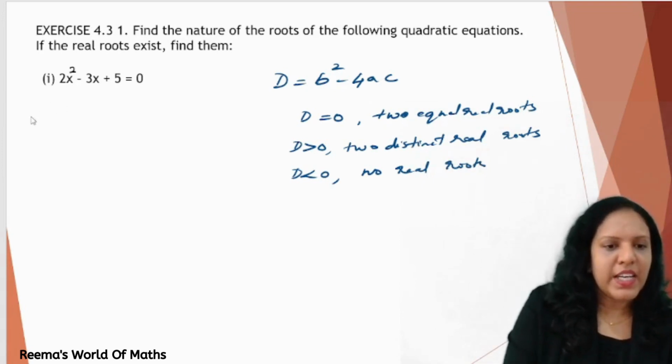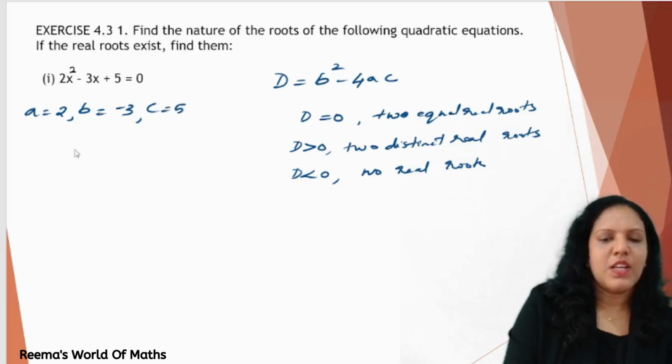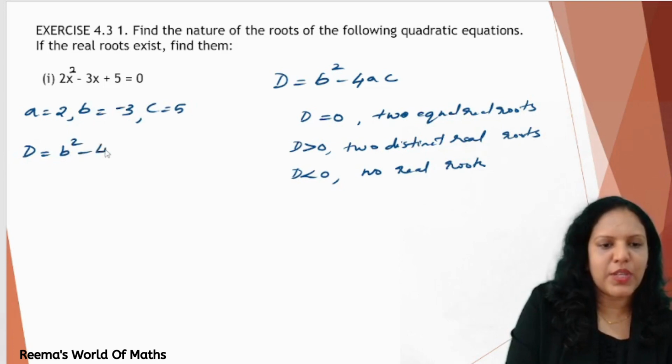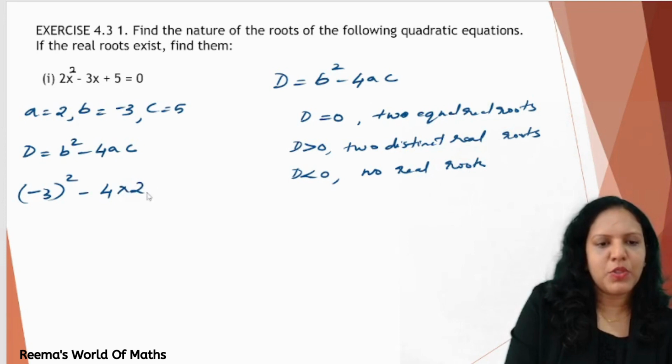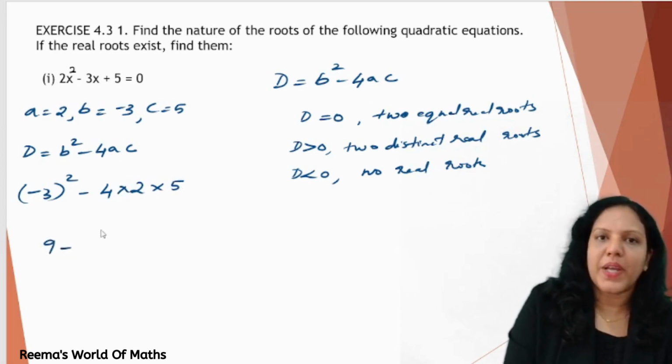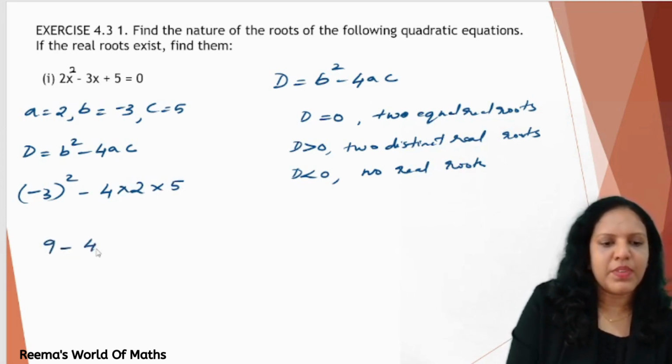Here a is equal to 2, b is equal to minus 3 and c is equal to 5. So we can find D is equal to b squared minus 4ac, which is minus 3 whole squared minus 4 multiplied by 2 multiplied by 5. That will be minus 3 whole squared, which is 9, minus 4 into 2, 8. 8 times 5 will give you 40. 9 minus 40 equals minus 31.